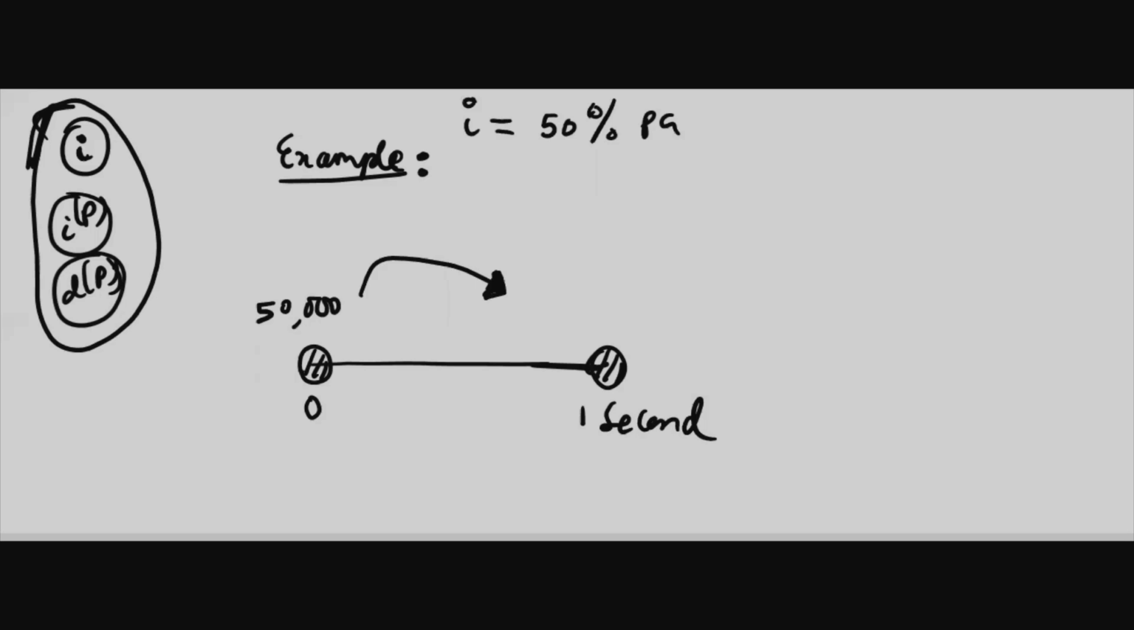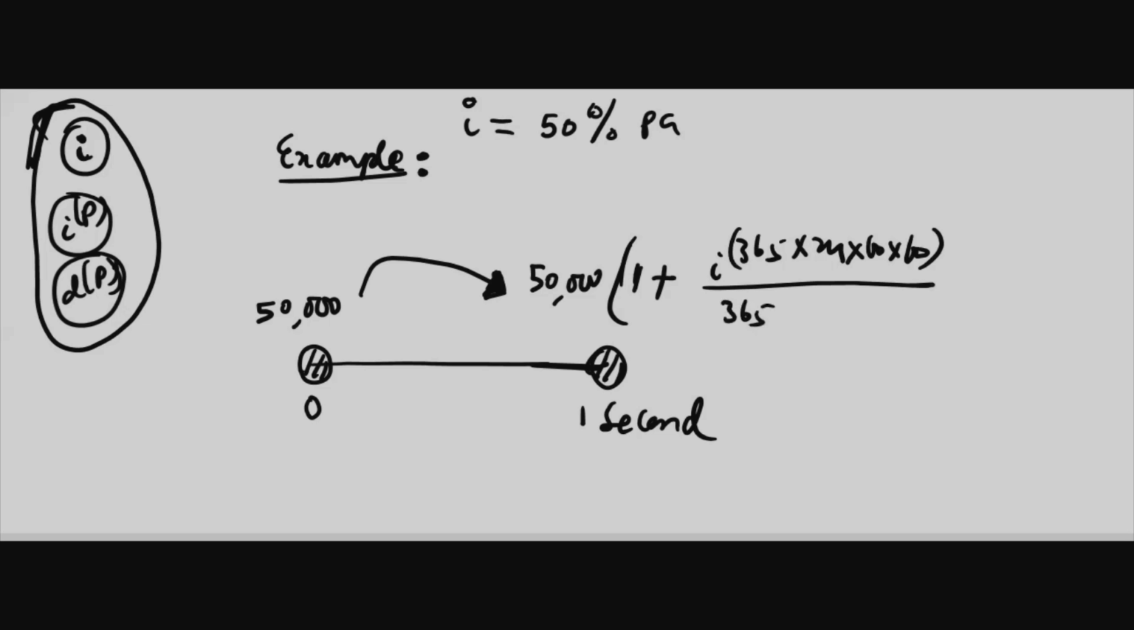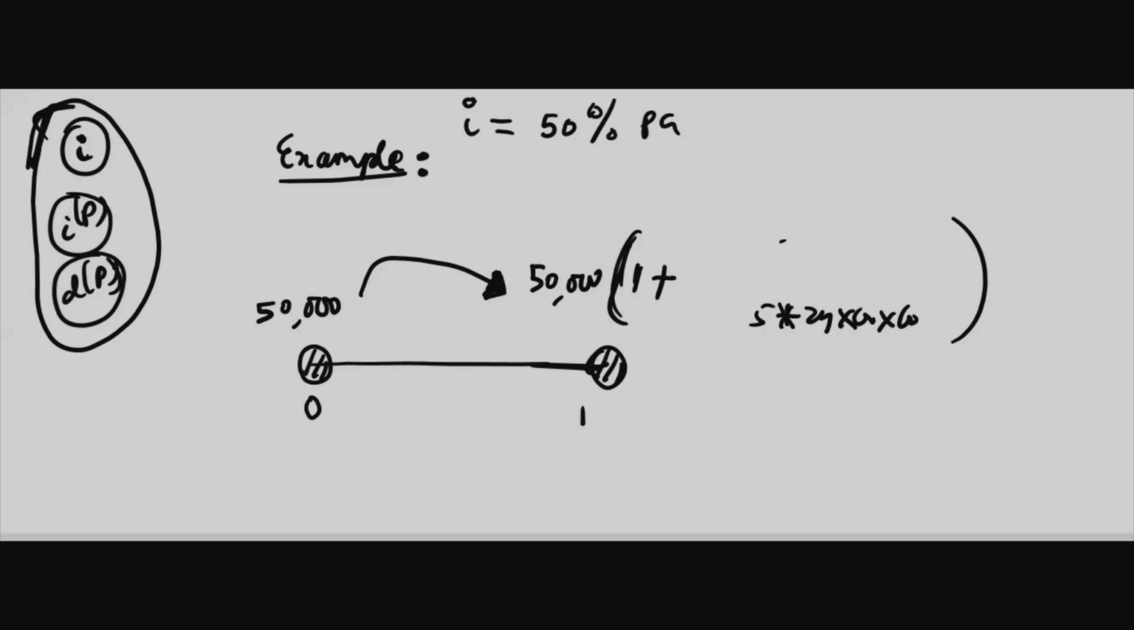Can you tell me what is the second interest rate? Instead of 365 into 24 into 60 into 60, okay, 1 plus i over 365 into 24 into 60 into 60. So after 1 second, right? If I make it after one month, same i is given, so I have to change it to i12 by 12, right?